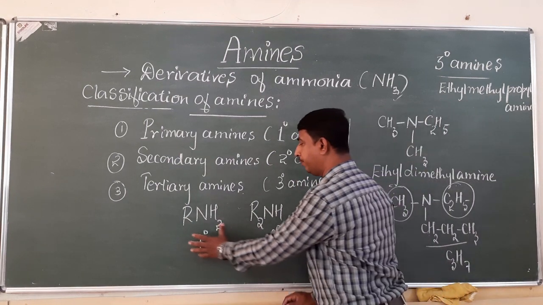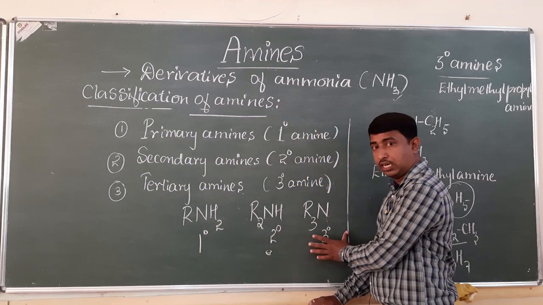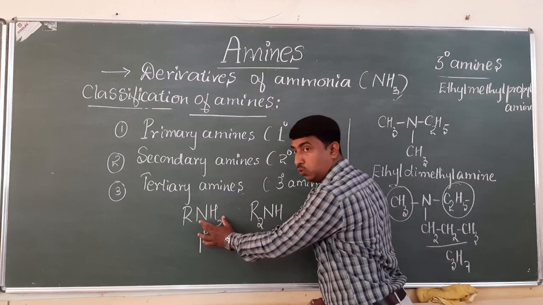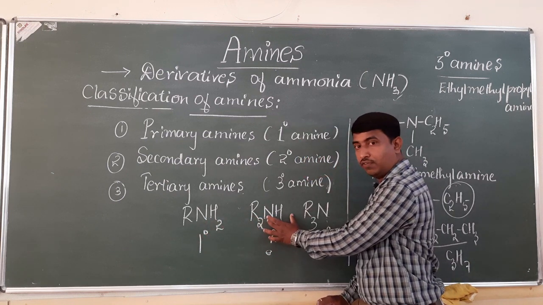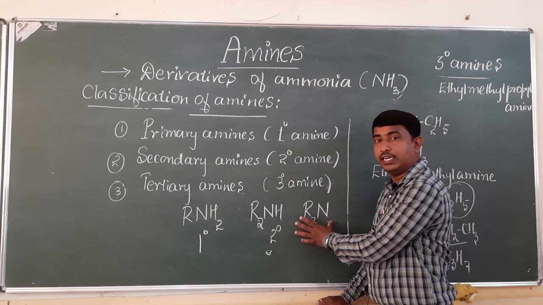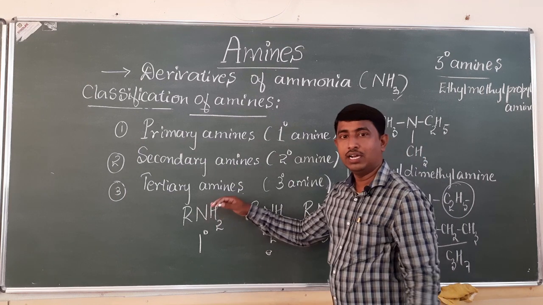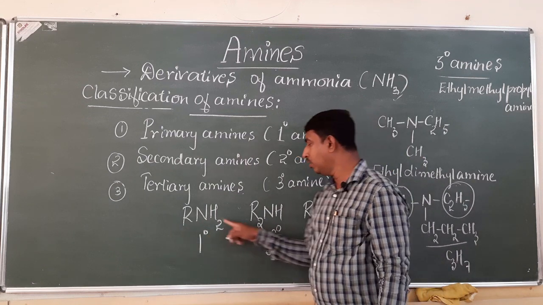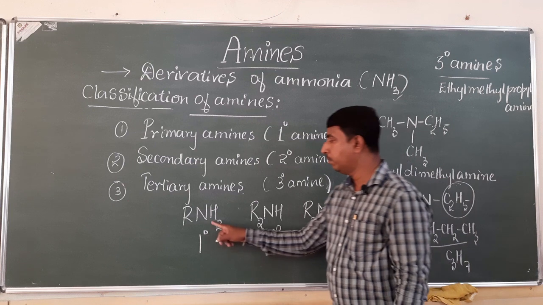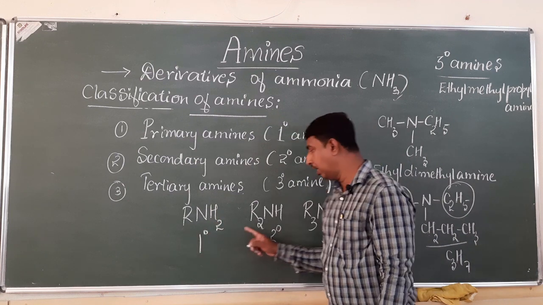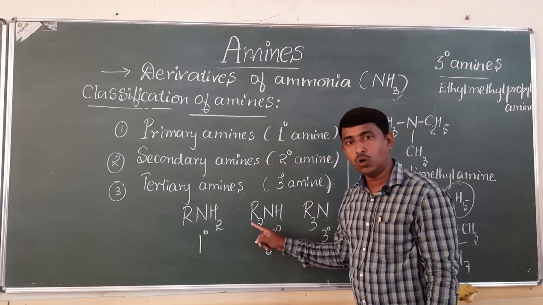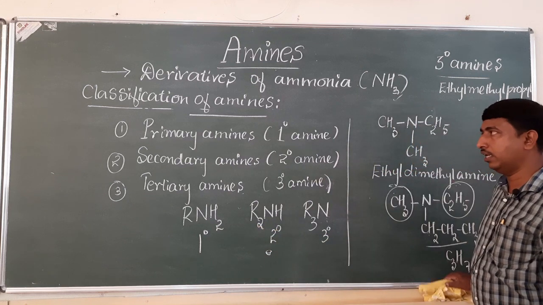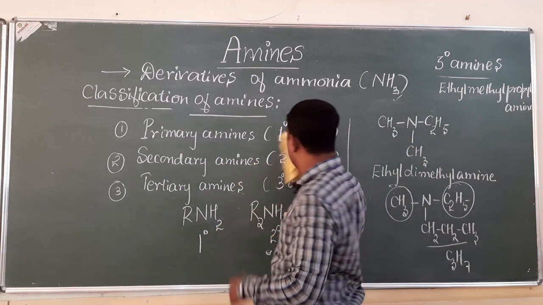You can see here, as we move from primary to tertiary, the number of hydrogen atoms goes on decreasing. Here there are 2 hydrogen atoms. Here there is only 1 hydrogen. Tertiary does not contain any hydrogen. What about alkyl groups? The number of alkyl groups goes on increasing. Primary amine contains only 1 alkyl group, secondary amine contains 2 alkyl groups, tertiary amine contains 3 alkyl groups.